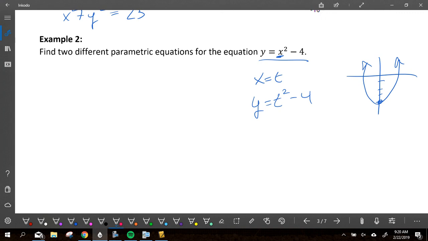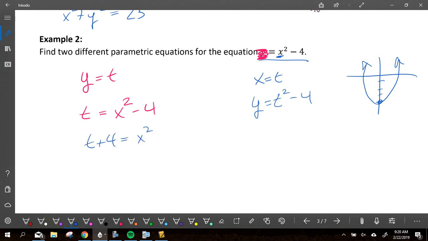Okay. What if I did this? What if I said y was equal to t? If I made y equals t, then I would get the other equation. If y is equal to t, I would substitute in for that then and say t equals x squared minus 4. I want to make that equation in terms of x. So what could I do to make that in terms of just x by itself?